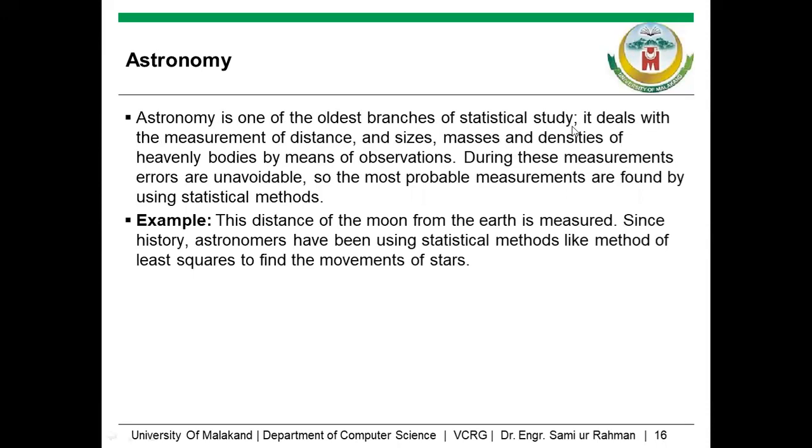Astronomy is one of the oldest branches of statistical study. It deals with the measurement of distances and sizes, masses, and densities of heavenly bodies by means of observation. During these measurements, errors are unavoidable, so the most probable measurements are found by using statistical methods. Okay. For example, the distance of the moon from the earth is measured. Since history, astronomers have been using statistical methods like the method of least squares to find the movements of stars.